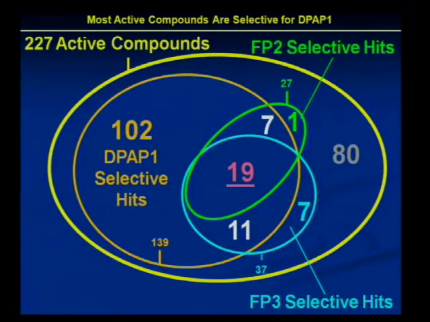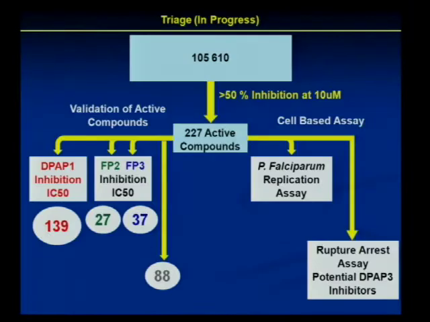I just want to point out that 19 of those compounds were able to inhibit the three enzymes, but most of them were DPAP1 selective hits. So we have identified some real DPAP1 inhibitors. Also, some of them hit the falcipains. But do any of those compounds have any effect in culture?